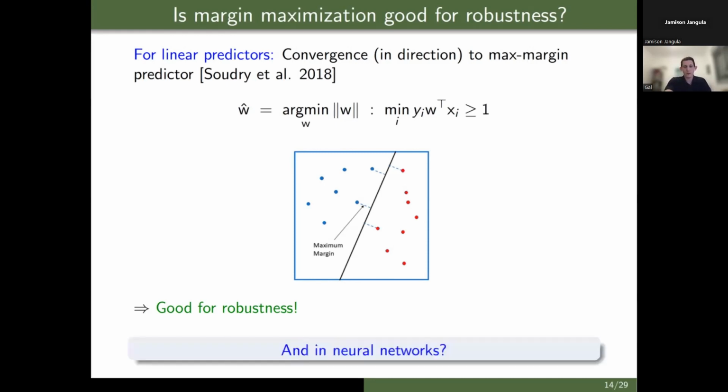But the question is whether this intuition also holds in nonlinear neural networks. And we will show that the answer is no. We'll show that in nonlinear networks, the implicit bias can be highly non-optimal for adversarial robustness.